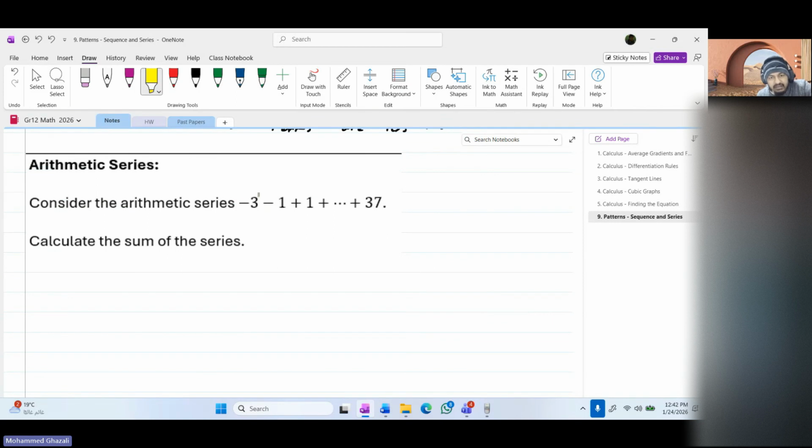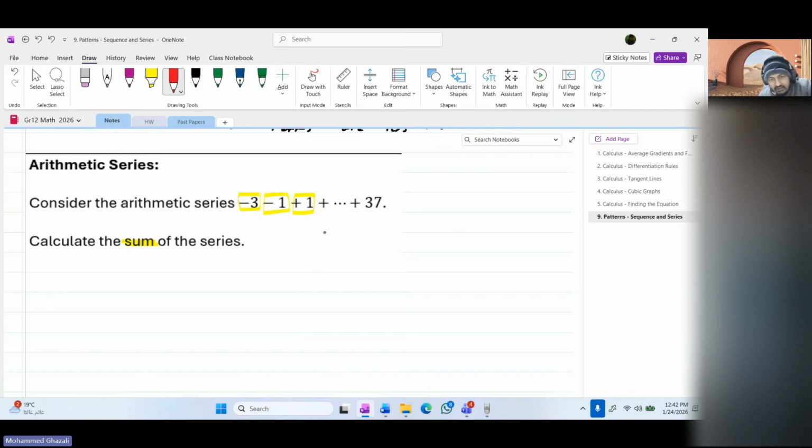Well, there's your first term, right? There's your second term. There's your third term. Now, what are you doing from each term? So there's your second term, which is minus 1. So you want to calculate the sum of all these numbers. So first of all, we don't know how many terms there are. So we need to start by doing that.